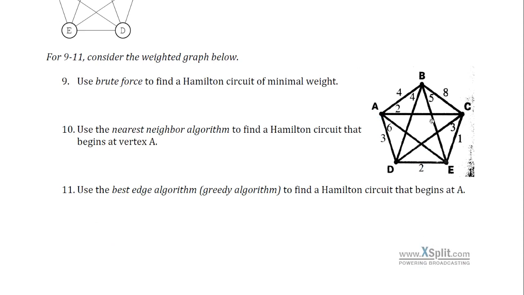Scrolling on down, suppose we have this K5 graph. It's all weighted. I want to find a minimum weight circuit with this graph. Now, if we do the brute force method, remember brute force is just trying every single circuit until we find something that works. It's the most time consuming of the methods.